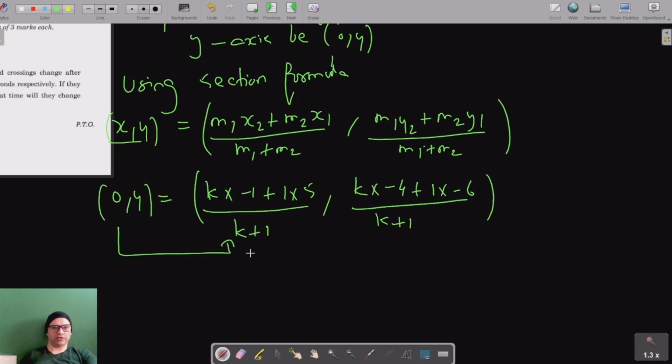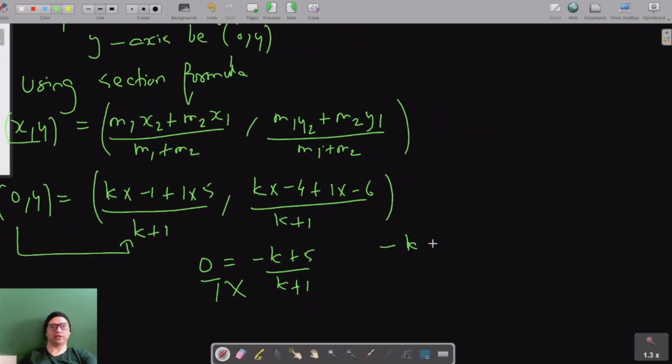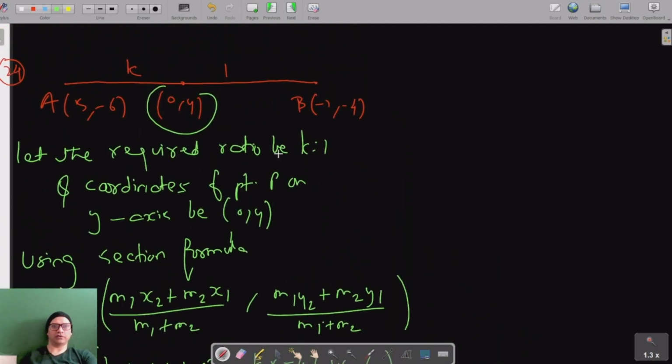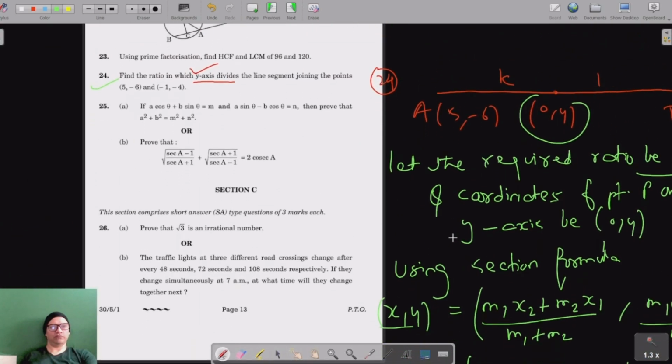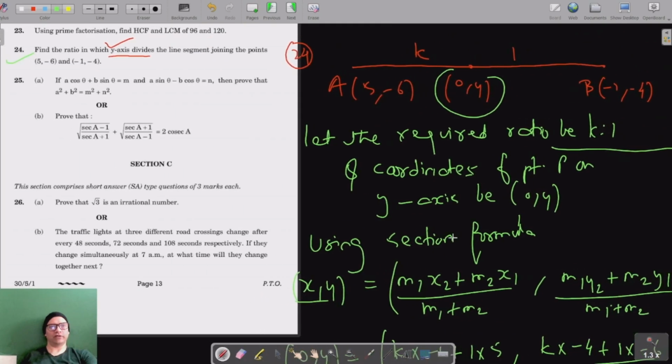Okay, now let's equate this. So 0 is equal to negative k plus 5 upon k plus 1. And if we cross multiply this, this gives us negative k plus 5 is equal to 0. So negative k is equal to negative 5, and k is equal to 5 is to 1. So the required ratio is 5 is to 1. And this solves question number 24. Let's move on to question number 25.